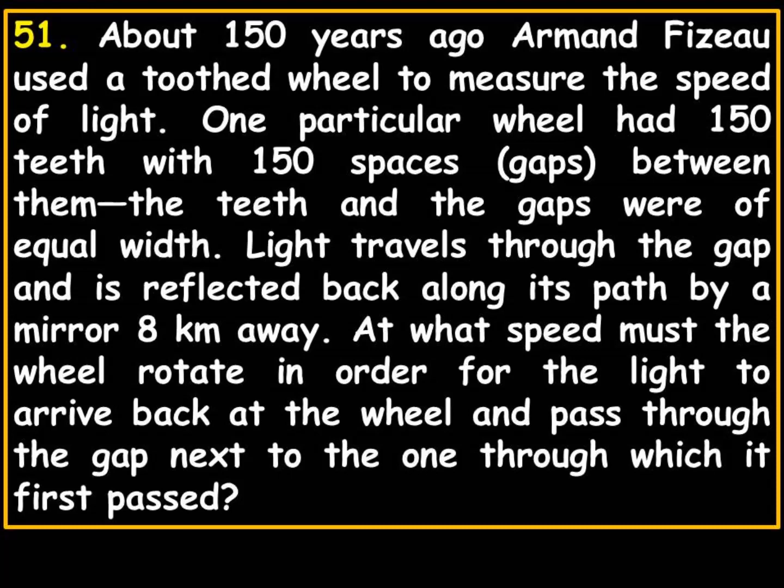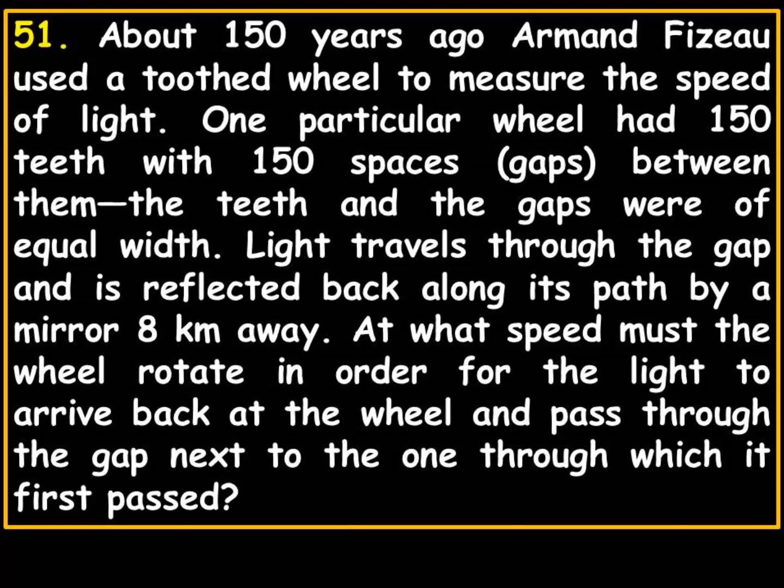One particular wheel had 150 teeth with 150 spaces or gaps between them. The teeth and the gaps were of equal width. Light travels through the gap and is reflected back along its path by a mirror 8 kilometers away. At what speed must the wheel rotate in order for the light to arrive back at the wheel and pass through the gap next to the one through which it first passed?